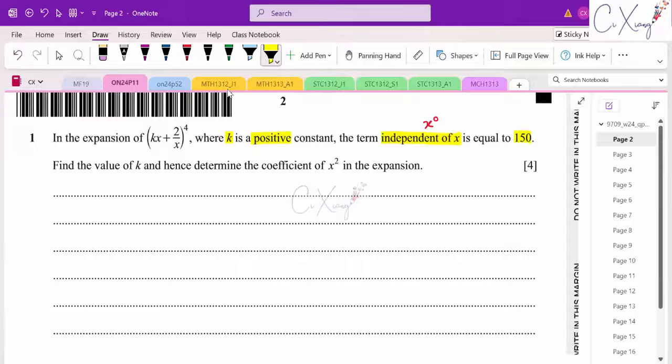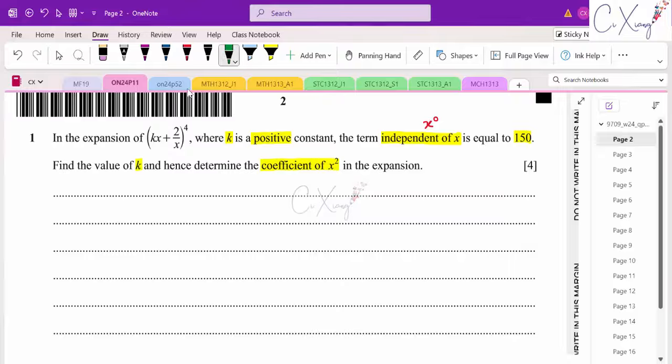They want us to find the value of k, and after that, determine the coefficient of x squared in the expansion. So there are two parts for this question. The first part is we are going to find the k first. All right, so we are having this bracket with a power 4. So it actually involves binomial expansion.